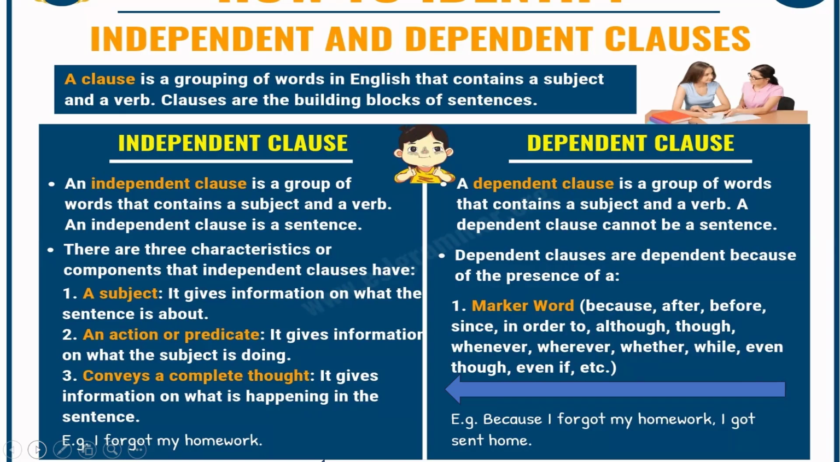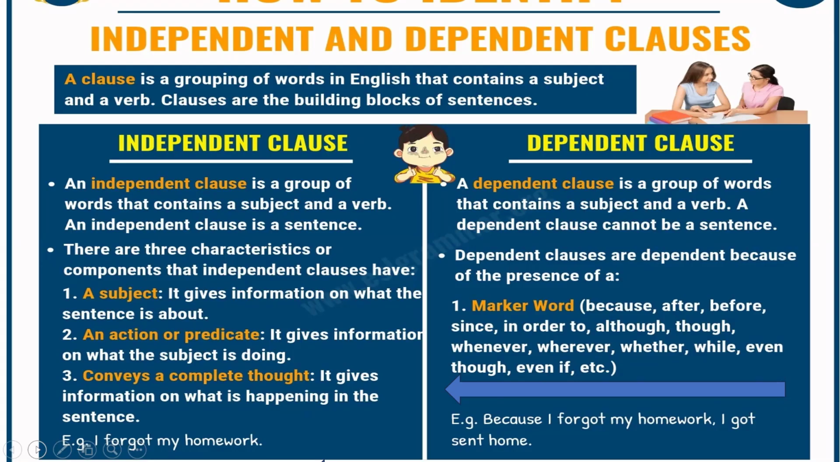It consists of a subject, which gives information on what the sentence is about. It consists of a predicate, which gives more information about the subject. It gives complete meaning, a complete thought, so the sentence makes sense. It gives information on what is happening in the sentence. It gives clear meaning and a complete thought. So it is independent. It is an independent clause.